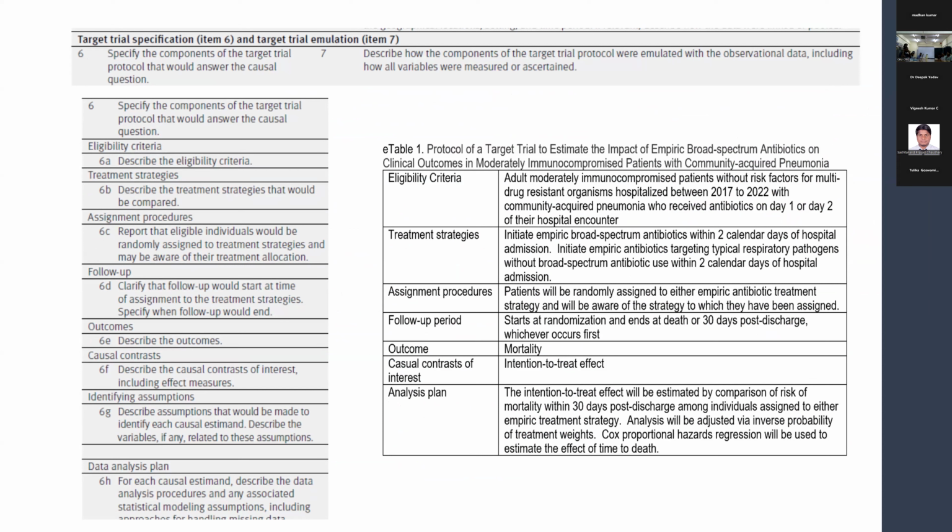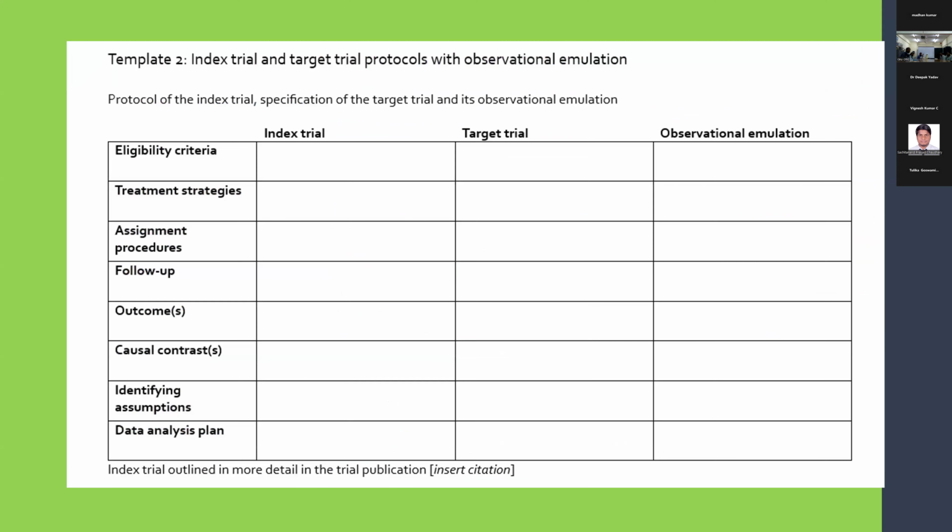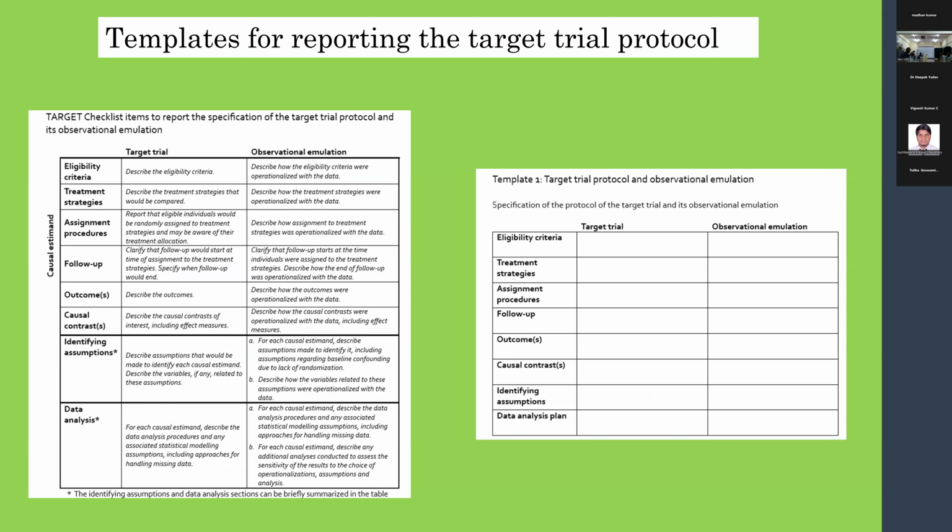In the supplementary table, after the procedure, the patient will be randomly assigned to either an empiric or an evaluated treatment strategy and will be aware of the strategy to which they have been assigned. This is a randomization and it cannot happen here. In the modeling method, you can do randomization. But if you look at this protocol, ideally you have to say how you're going to randomize and how you're going to emulate the randomization.